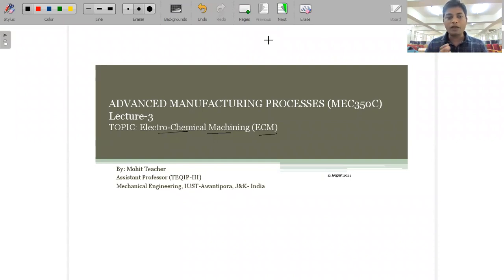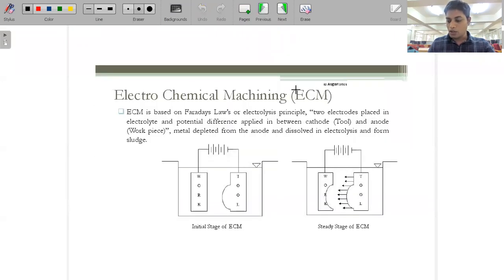By the way, ECM, EDM, USM and abrasive jet machining are the operations in which a number of numerical problems are available, because the material removal rate that we get has numerical formulas. We will discuss that in detail. Okay, so let's start. As I said, the principle we will discuss.